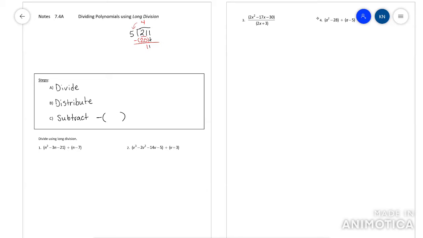So then you'd be like, okay, 11 divided by 5 is 2. You would distribute the 2, which would be 10. You would subtract, and you'd get 1, and this would be your remainder. So my answer here would be 42 1/5. All right, so it's going to be the exact same process. Let's go ahead and get started.